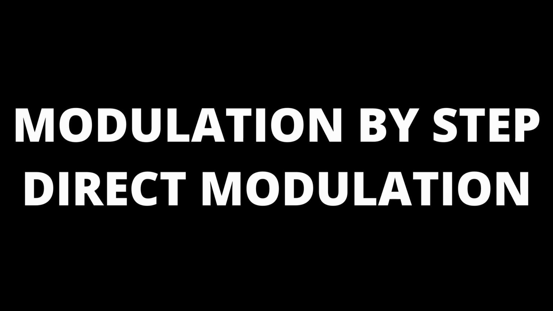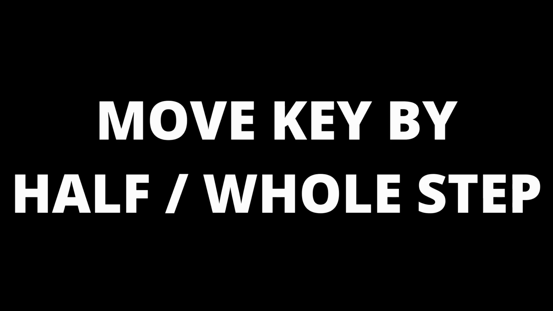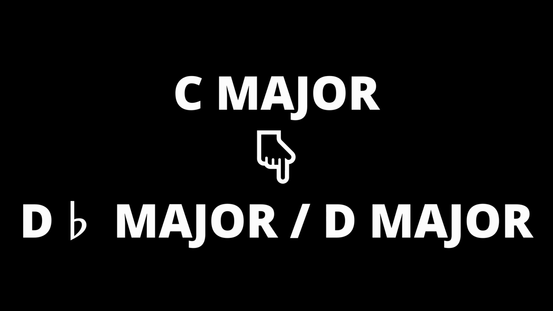The next type of key change may be the most commonly used. It is called modulation by step or direct modulation. What this involves is moving the key up or down a short distance, maybe a half step or whole step. For example, from the key of C major, we may modulate to D flat major or D major. This movement is typically in an upwards direction to inject energy or movement. A downward shift would produce a different feel.